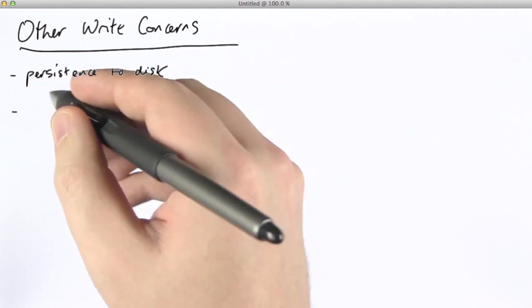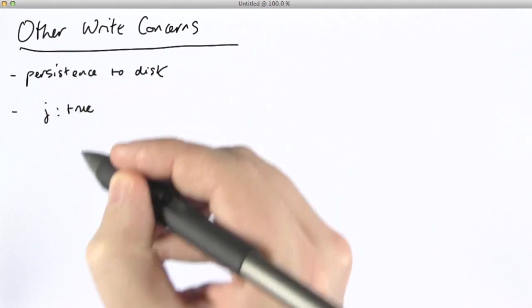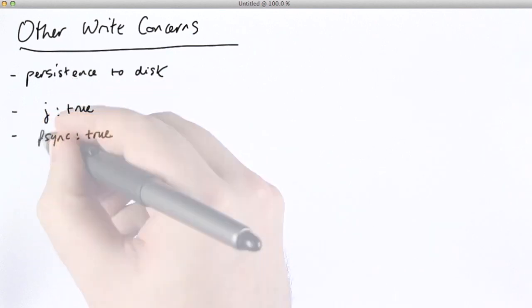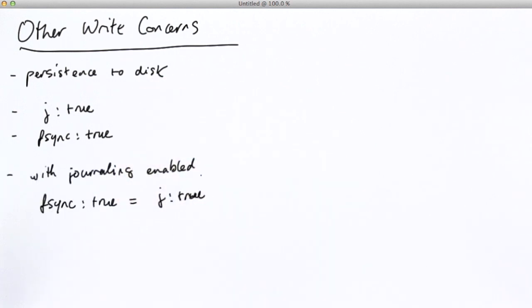Well, you've got two basic options. You have one which is called j:true, and you have fsync:true. And what do these mean? Well, j:true means journal true. In other words, once something has actually been written to the journal, that is considered successful. Fsync true is considered successful when it's actually been flushed to disk. Now, with journaling enabled, which you should have in all production systems, fsync:true is the same as j:true, because once something has hit the journal, it is actually on disk.